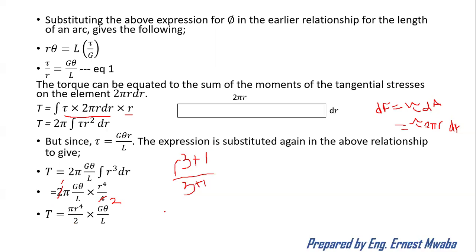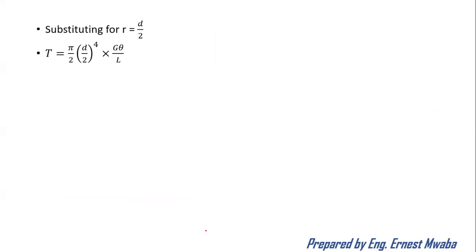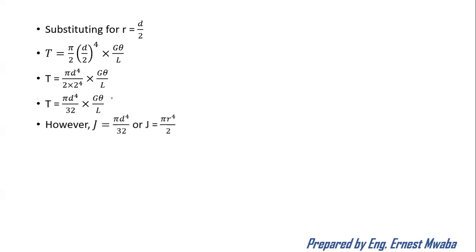Now let's get this clear. Our J, which is the polar moment of inertia, is equal to what we have here: pi r raised to power 4 over 2. If you substitute d over 2 in place of r, what you're going to have is pi d4 over 32, which is just this one. But again, we're just saying that this is representing J.